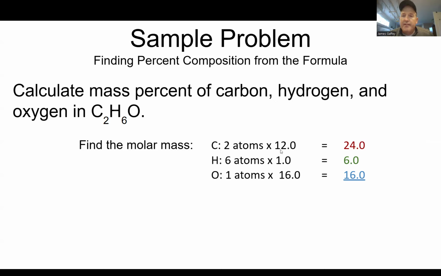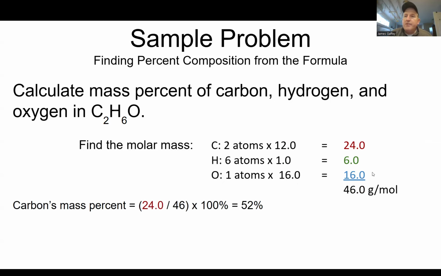Then I went to the periodic table, and I encourage you to pull out your periodic table as you're following along. If you find the box for carbon, you'll see 12. I like to round to the tenth place, so 12.0, hydrogen 1.0, and oxygen 16.0. Notice we multiply by the number of atoms. So 2 times 12 gives us 24. 6 times 1 gives us 6. 1 times 16 gives us 16. We have a total of 46 grams per mole.